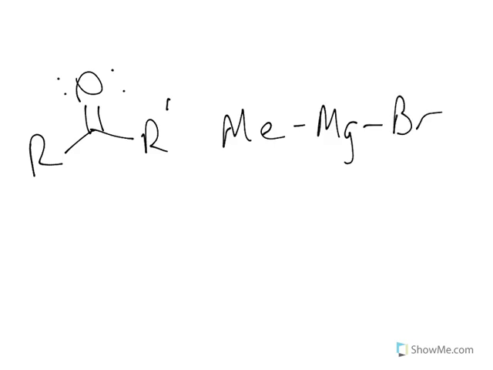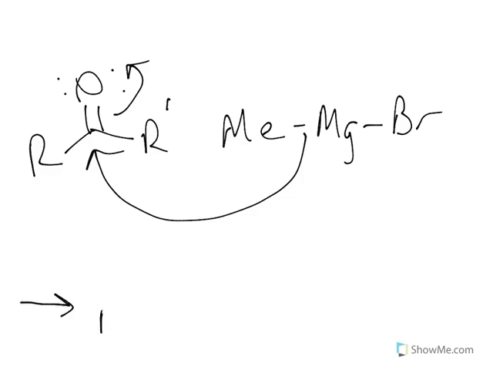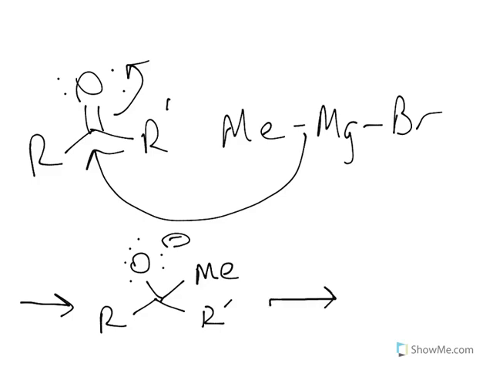So the mechanism here is that we would attack the carbonyl carbon with the paired electrons between the methyl group and the magnesium group. So what do we get? We get an O minus again. We had an R prime here, and what did we add? We added a methyl group. Now we have our 3 alkyl groups attached here, and of course we need to quench this guy.